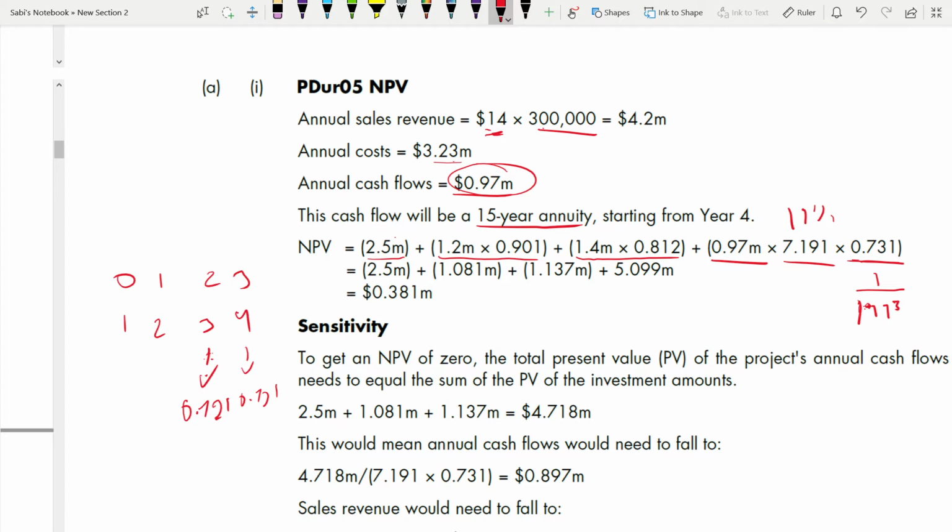Thereafter, whatever cash flows you have, you have to discount them back. If you want to discount back to year 0, you have to use that discount factor only, right? That's why these are all outflows and this is the only inflow, and you are getting a positive net present value.